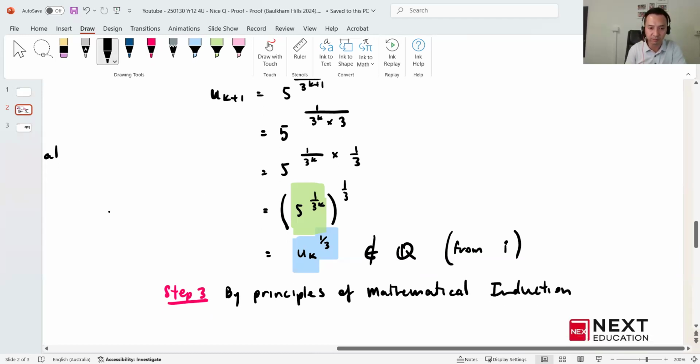Statement is true for n positive integers. Now, guys, how was that?